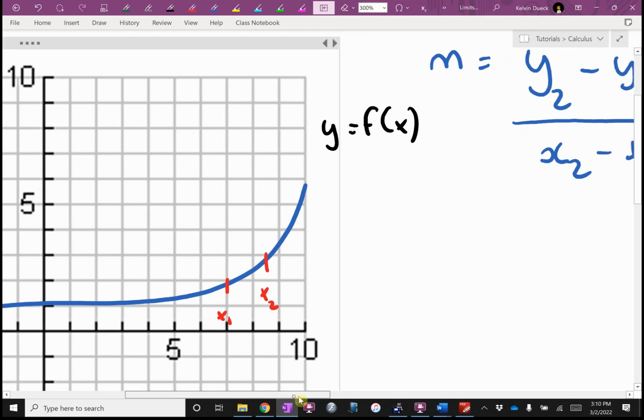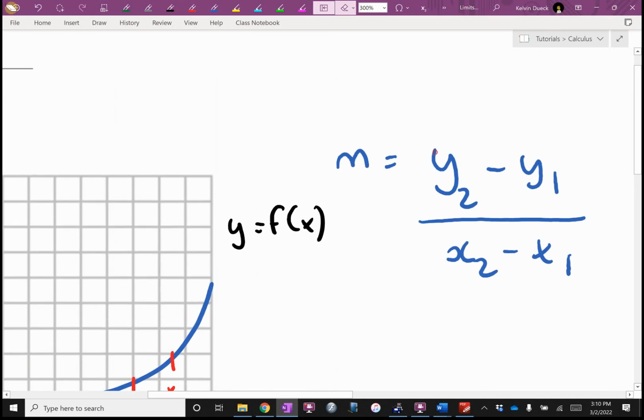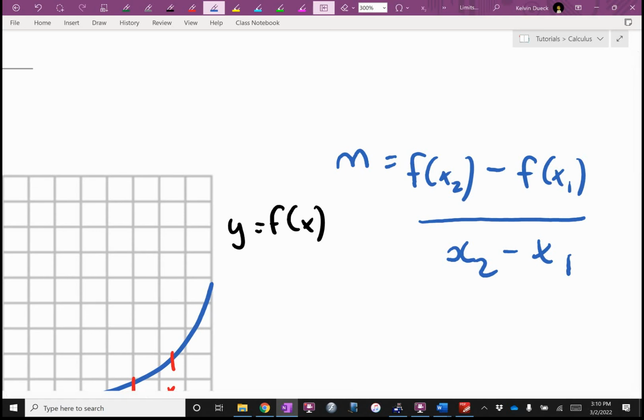Then instead of y2 and y1, I'm going to say this is f of x2, the y value that you get when you plug in x2. And this is f of x1, the y value that you get when you plug in x1. That's still y2 minus y1. You made it look more complicated. I did, but I made it more flexible.